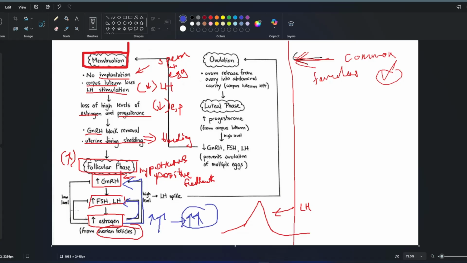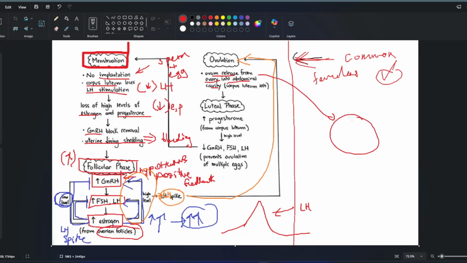So positive feedback loop. But if you have low levels of estrogen, if it's always low, this is going to be blocked and this is going to be blocked. So you're never really going to get this LH spike. It's not going to happen. Okay, so let's say you got the scenario where we have the high levels of hormones, right? You're going to get the LH spike. And so the LH spike is going to lead to ovulation. Ovulation is going to release the ovum from the ovary into the abdominal cavity.